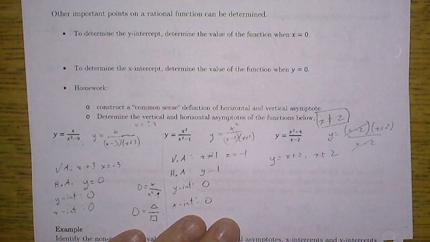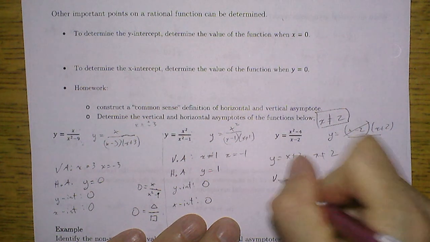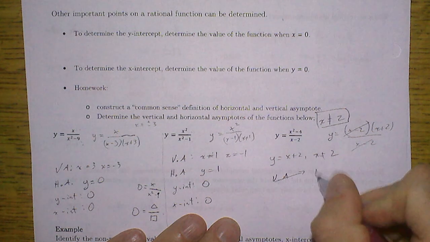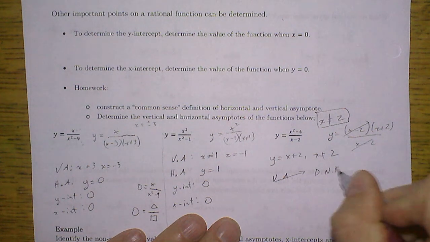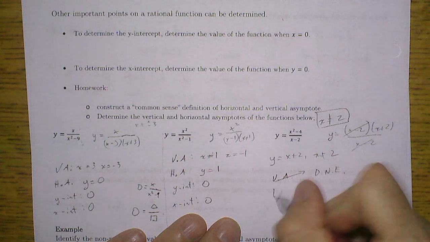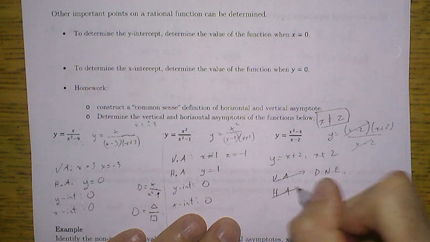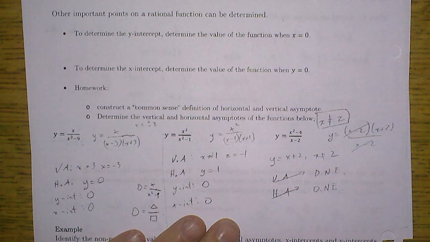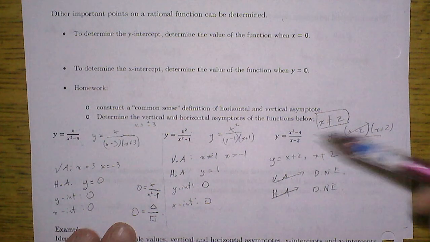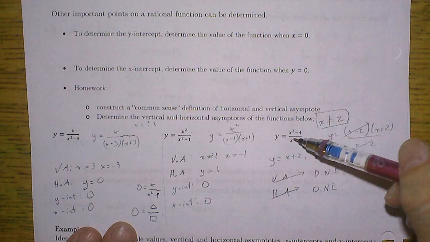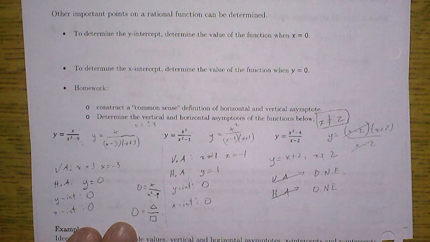What we see is that we have a vertical asymptote that does not exist. There is no denominator. My horizontal asymptote does not exist. And the reason why my horizontal asymptote does not exist, I'll go back to the original function, is because the degree of the numerator is higher than the degree of the denominator.